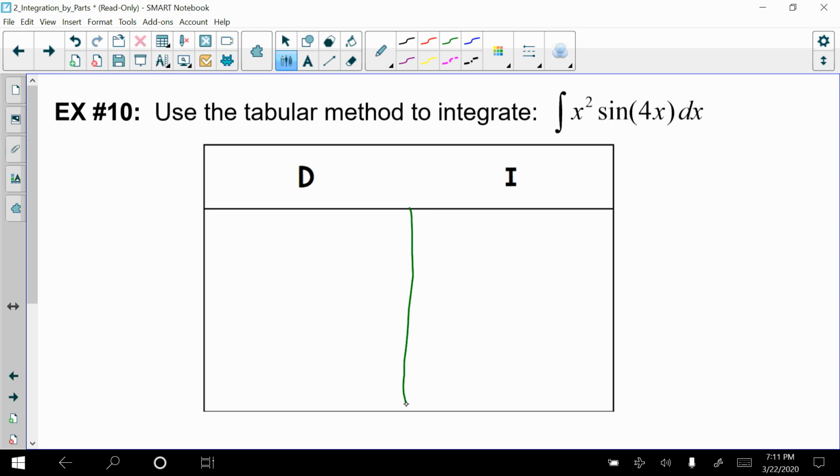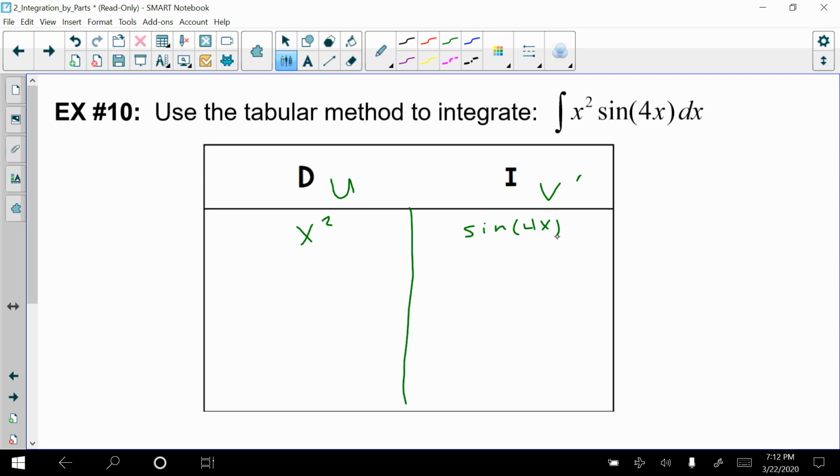So presuming that you've paused the video and you've attempted working this out, again, the x squared, that is what I'm looking at as my u term, and this will be my v prime term. So I'm going to say x squared. So that means that the part that I'm going to be doing the integration with, the v prime term, has to be sine of 4x.